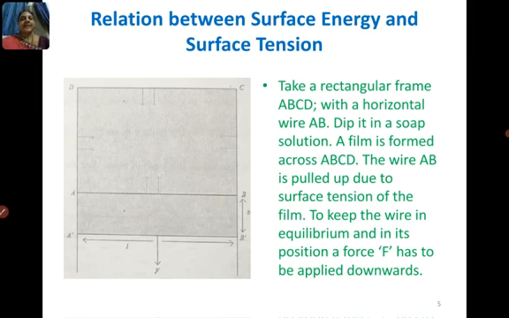Take a rectangular frame ABCD with a horizontal wire AB and dip this rectangular frame in a soap solution. A film is formed across ABCD. The wire AB is pulled up due to surface tension of the film. To keep the wire in equilibrium and in its position, a force F has to be applied downwards.